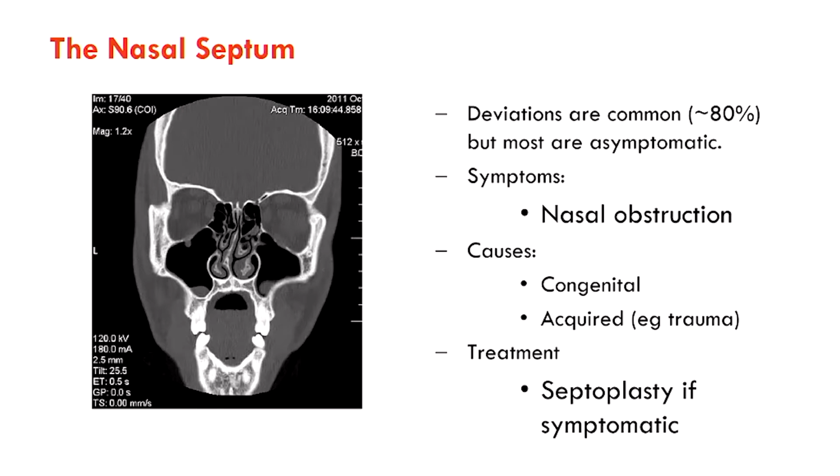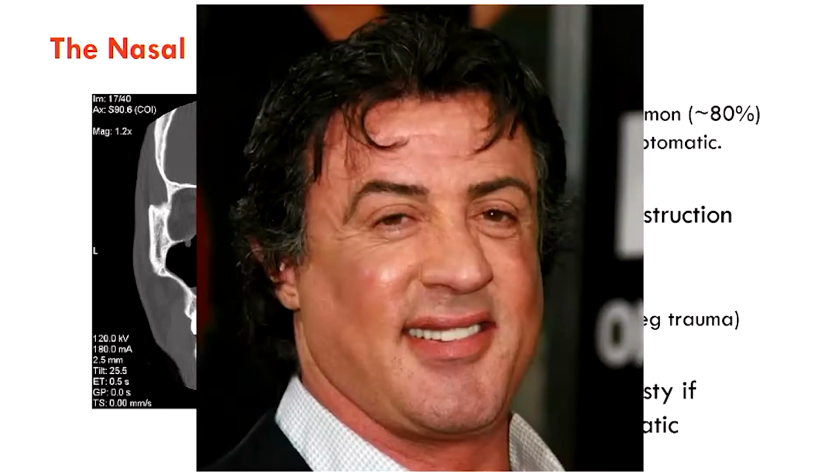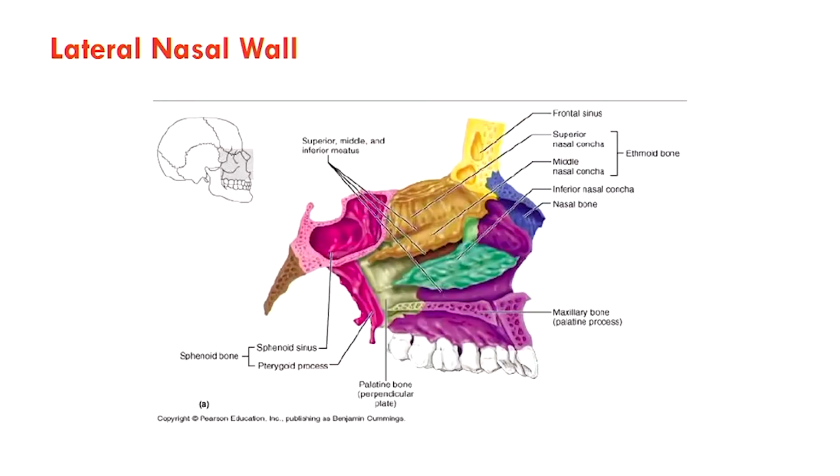A number of causes of septal deviation can occur. Many are congenital and have developed since birth or early childhood, but many can also be acquired after trauma or other causes. So the lateral nasal wall, moving on to the side, comprises the pterygoid process of the sphenoid, the maxillary bone, and the inferior nasal concha bone, as well as the ethmoid bone.